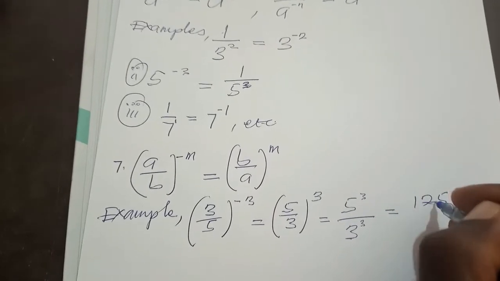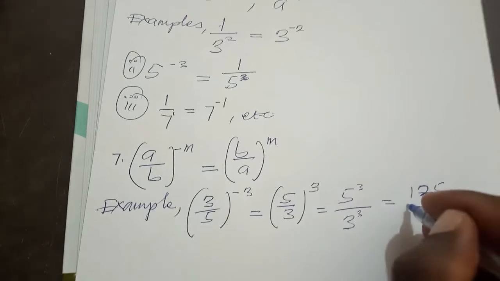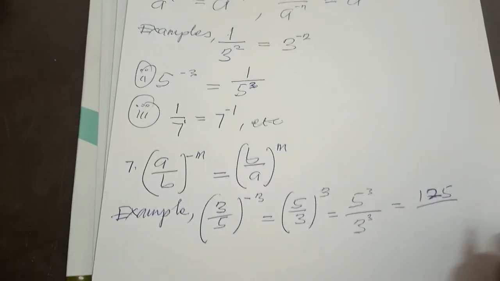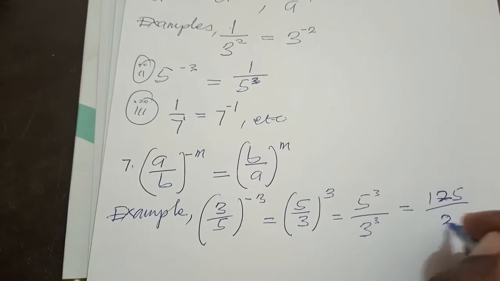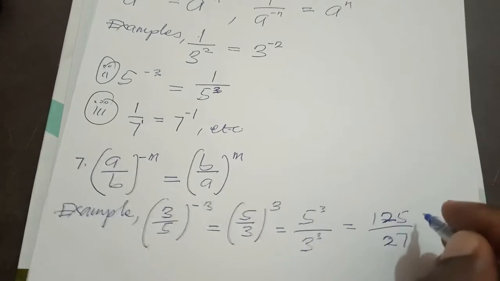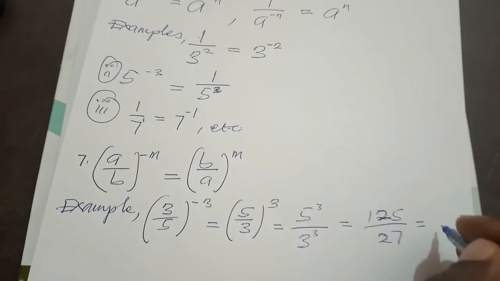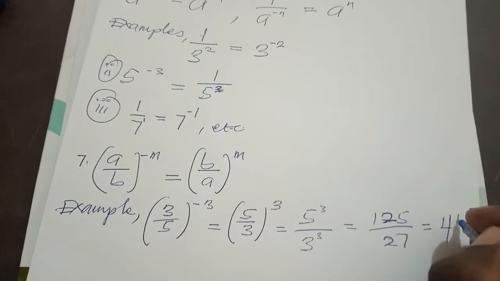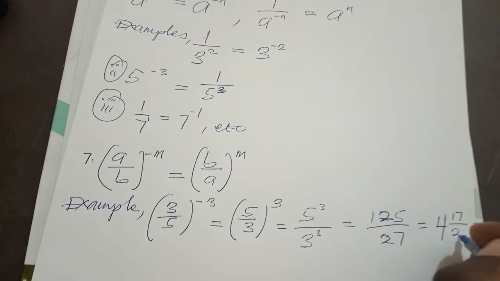And then that will give us 125 over, 3 cubed is 27. 125 over 27. And if you want to write it properly as a mixed fraction, that will give us 4 whole number 17 over 27.